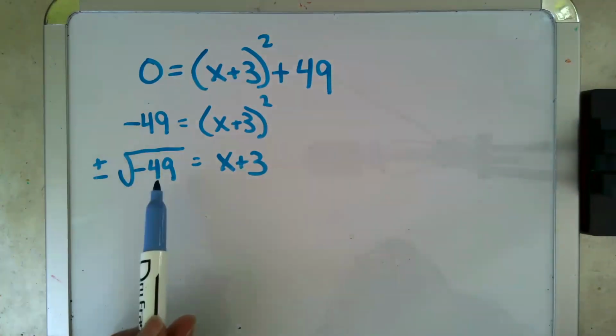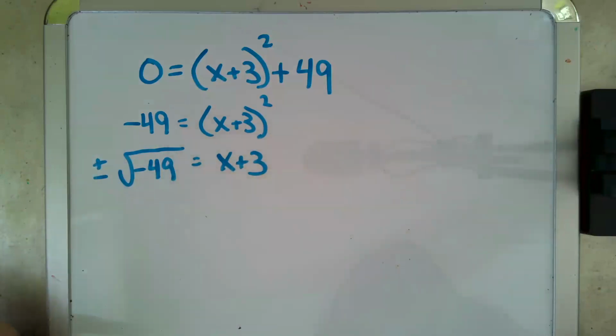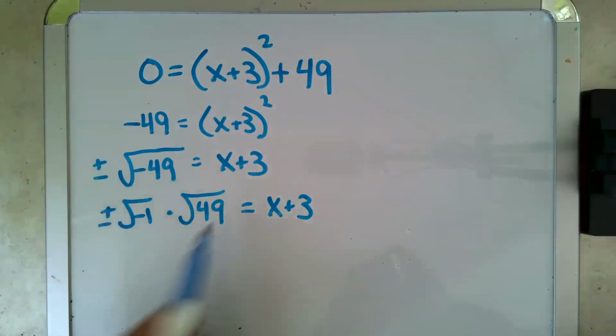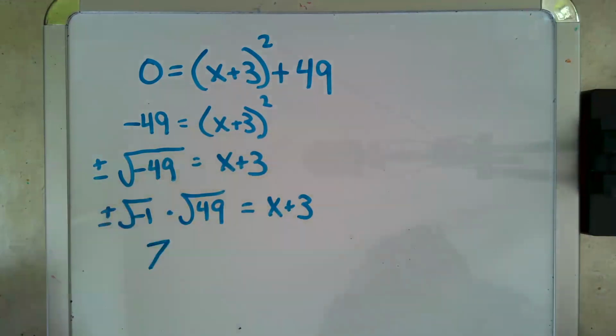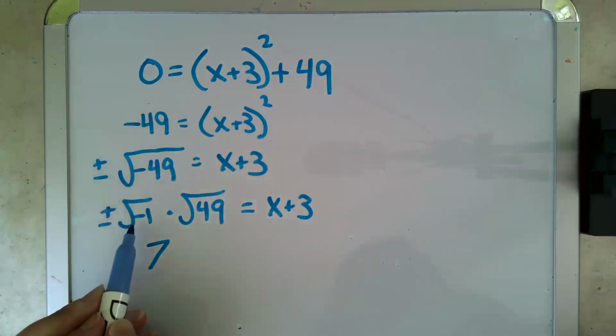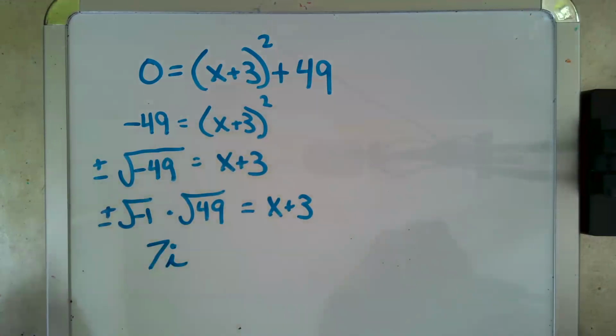Next step, I'm going to go ahead and simplify this by separating it. I'm going to take each of these and write them in their simplest form. So square root of 49, that's 7. Square root of negative 1, that's i. Convention says I write that as 7i instead of i times 7, but it's the same thing. I'm going to not forget my plus and minus.